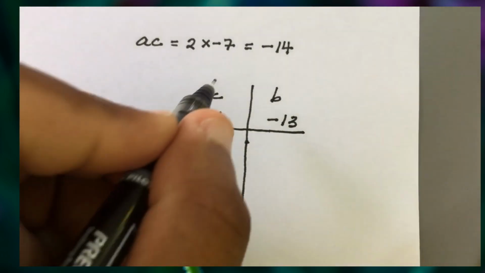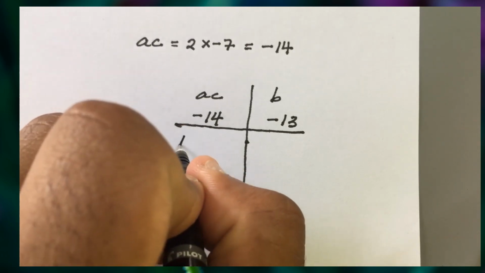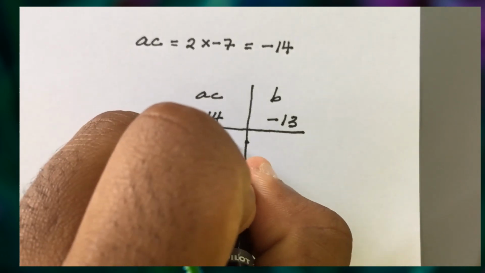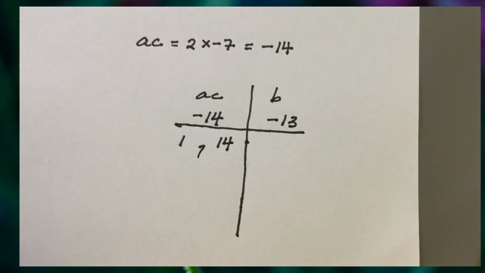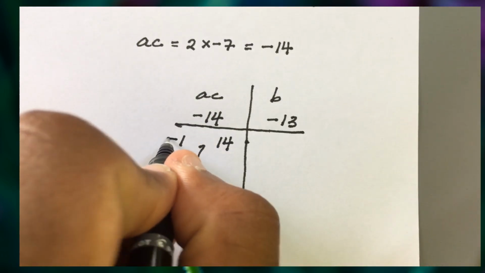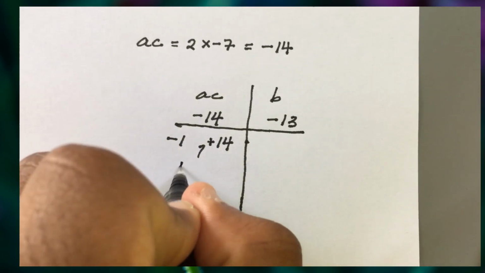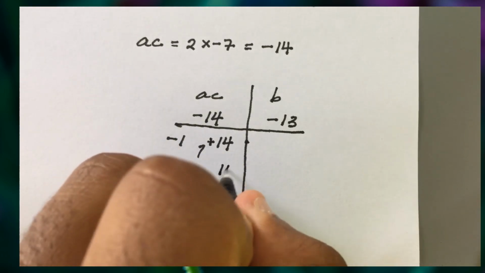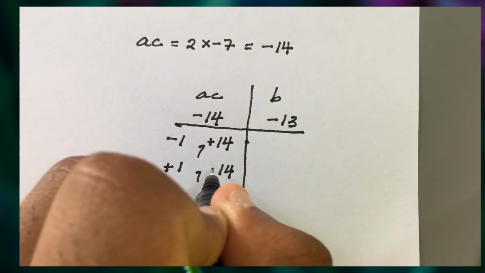And remember what we're going to put here? All the factors of negative 14. And I'm going to always start off with 1. So I'm going to have 1 and 14, and I'm going to make a copy. You have to watch the signs here. So you're going to have negative 1 and a positive 14. Or I'm making a copy, 1 and 14 again, but this time the 1 will be positive and the 14 is negative.